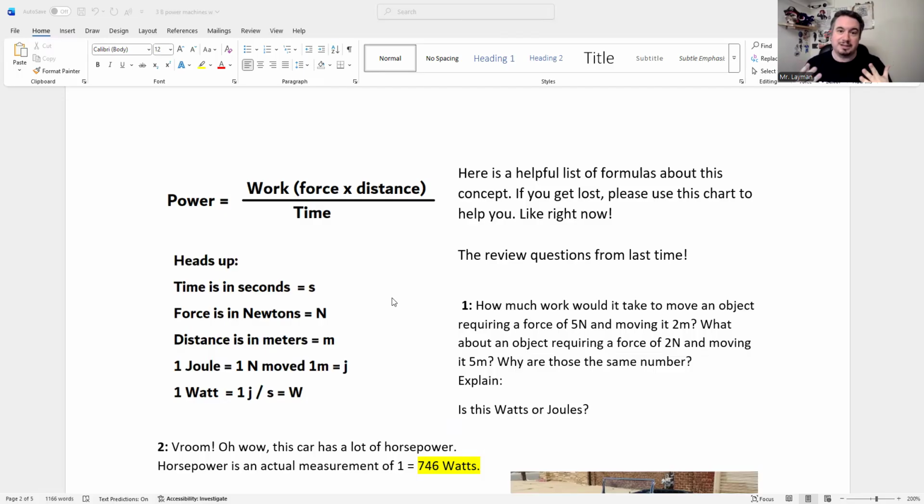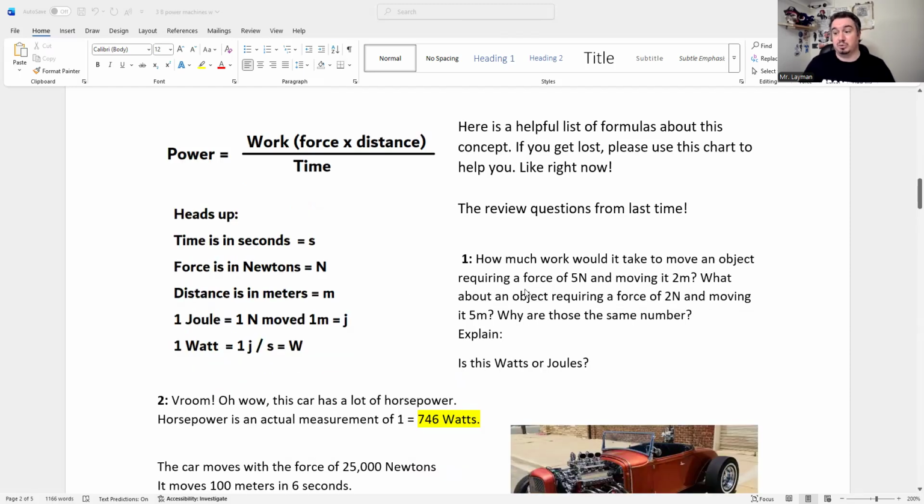Oh, you might go, Mr. Layman, it's multiplication. If you multiply two numbers together, it doesn't matter what order you multiply them in. 5 times 2, 10, is the same as 2 times 5, 10. So I do 5 newtons times 2 meters, or I do 2 newtons times 5 meters, and I get the same answer.